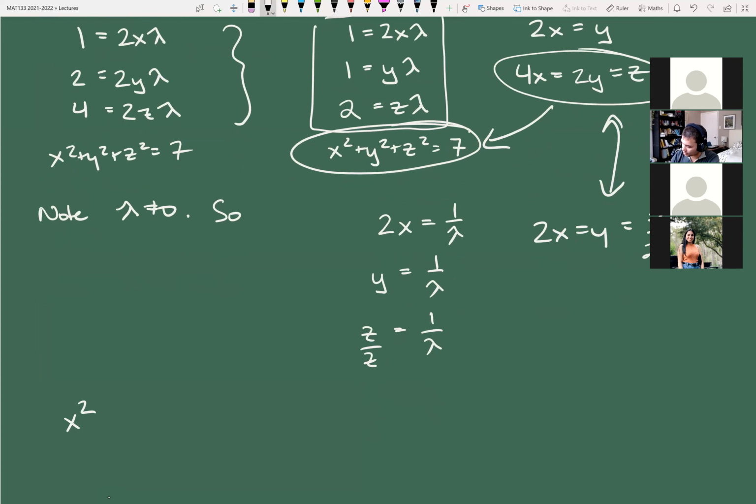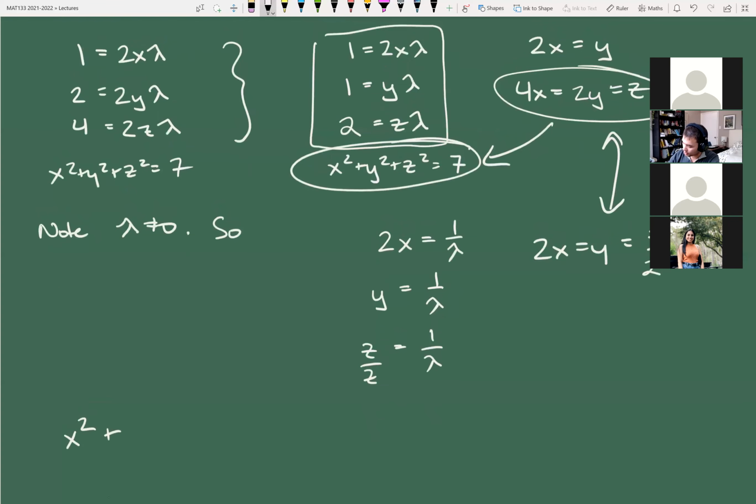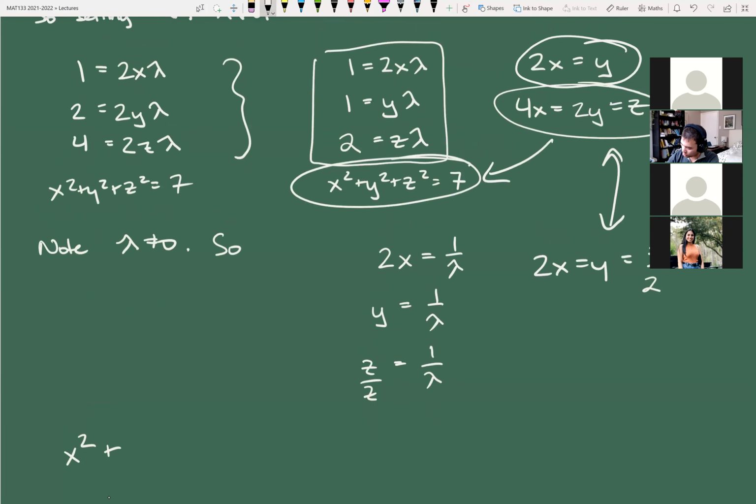All right, so we're going to get x squared plus, now we know that y is equal to 2x. So normally we'd put y squared here, but now we're going to put 2x squared like that. And then we know that z is equal to 4x like that, and that's equal to 7. Okay, so is everyone all right with that? Does that make sense?